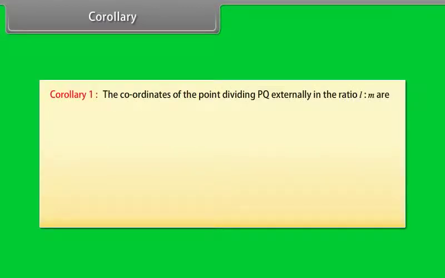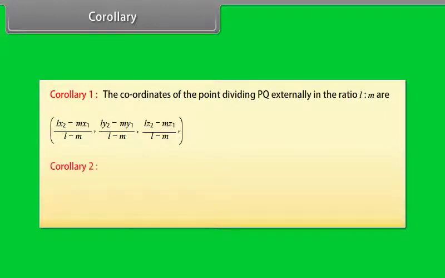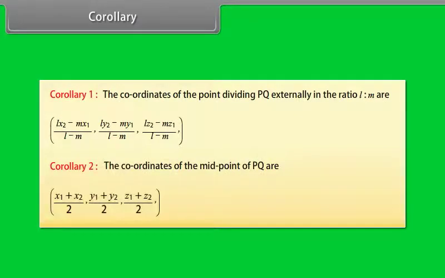Corollary 1. The coordinates of the point dividing PQ externally in the ratio l:m are ((l x2 minus m x1)/(l minus m), (l y2 minus m y1)/(l minus m), (l z2 minus m z1)/(l minus m)). Corollary 2. The coordinates of the midpoint of PQ are ((x1 + x2)/2, (y1 + y2)/2, (z1 + z2)/2).